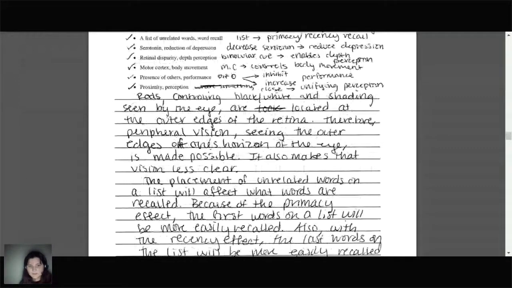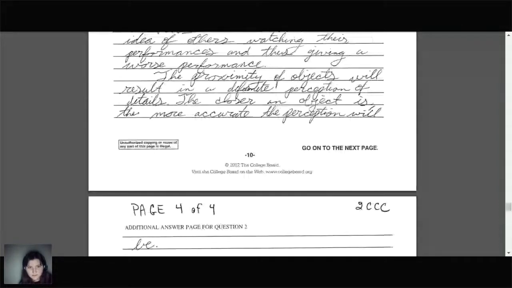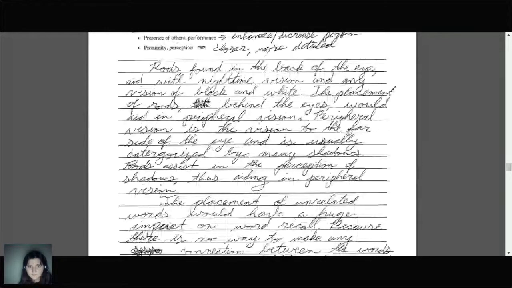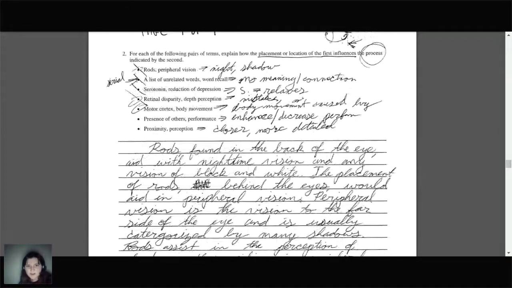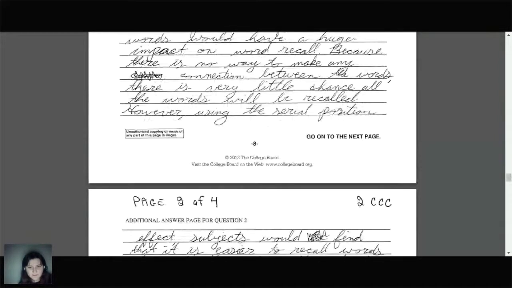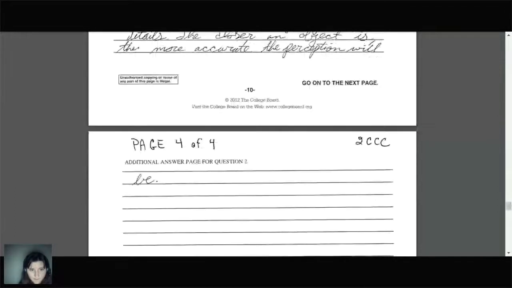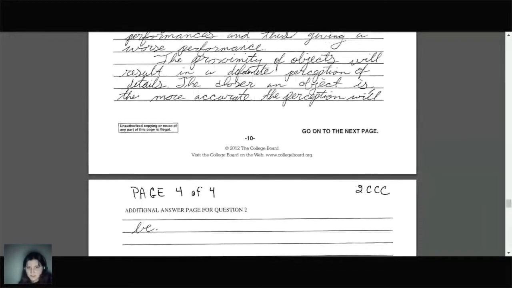I'm going to skip the mid-performance one and go down to the bottom one just to point out any mistakes. So this one is the lowest scoring. Here they missed the presence of others, the performance, proximity perception, and then they didn't really explain the process. It's very likely that this person ran out of time. The ending sentence kind of shows the running out of time.